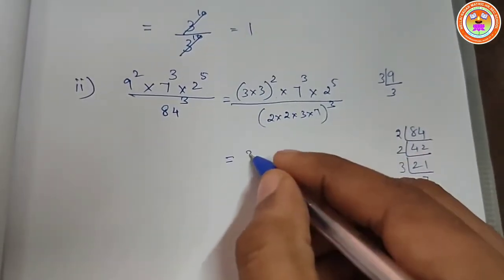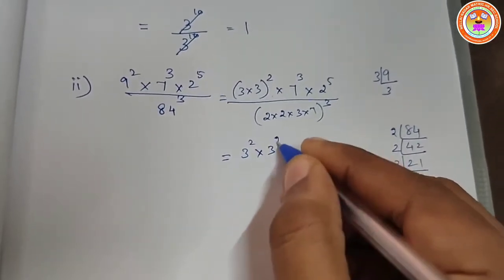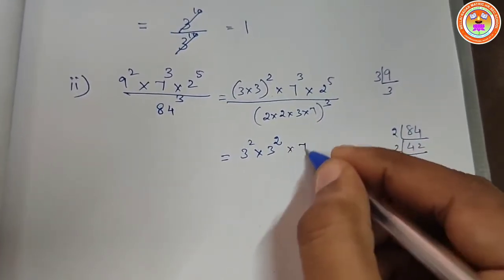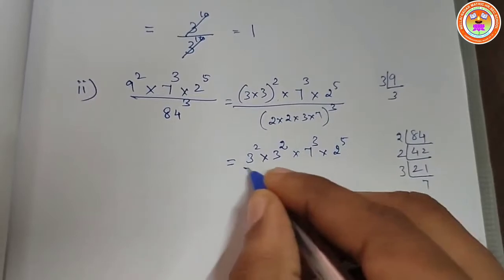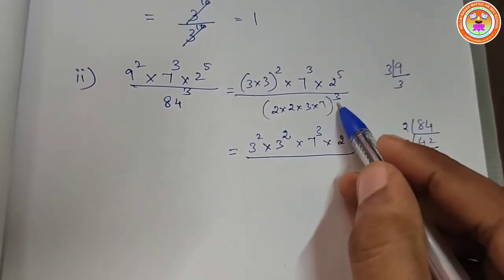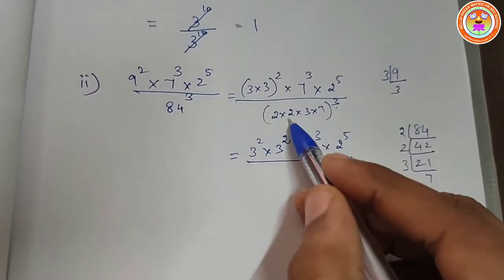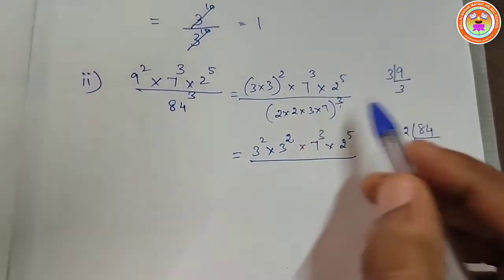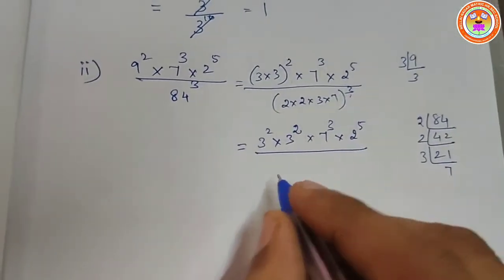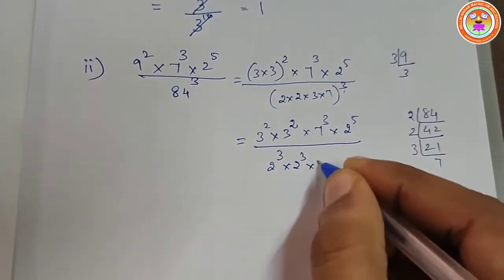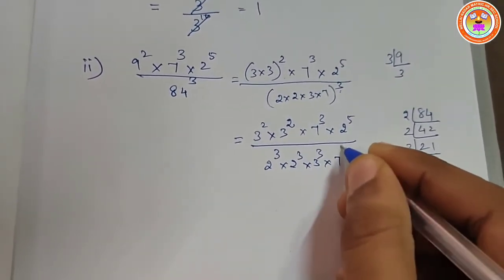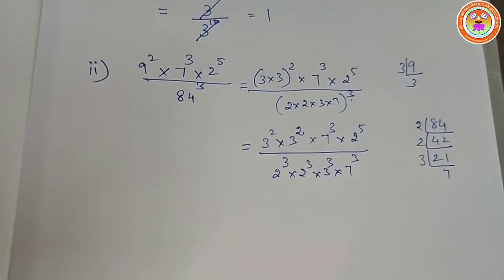You will get 3 power 2 into 3 power 2 into 7 power 3 into 2 power 5 divided by, here also the base 3, you have to put power 3 for all the bases. So you will get 2 power 3 into 2 power 3 into 3 power 3 into 7 power 3. Like this you have to convert it.